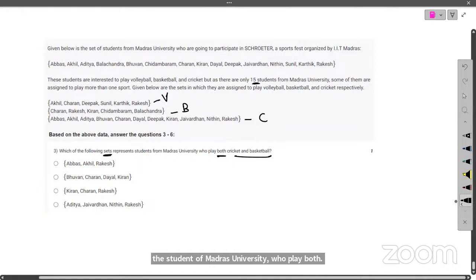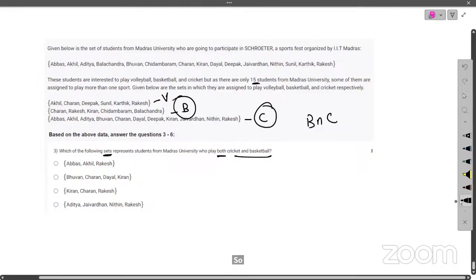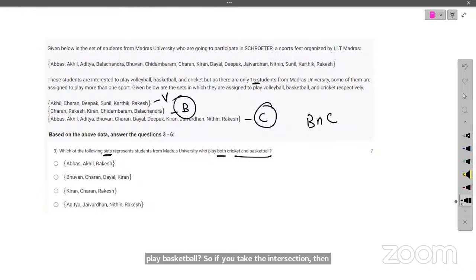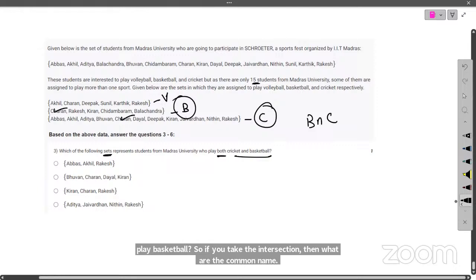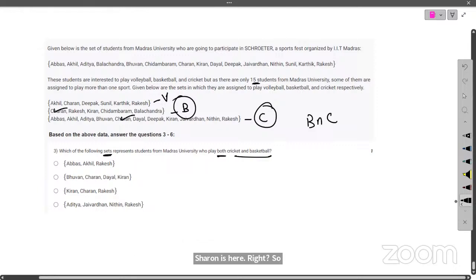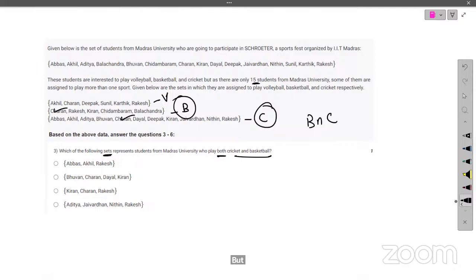So ultimately what you have to do is take B intersection C. Who can play cricket also, and who can play basketball also. If you take the intersection, what are the common names? Charan, ma'am, is here, right? Yes, ma'am, Charan. But in the second line it is given: play volleyball, basketball, and cricket. Ma'am, V, B, C represent volleyball, basketball, and cricket.